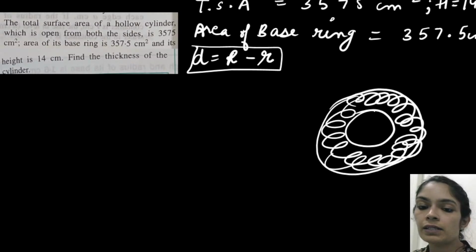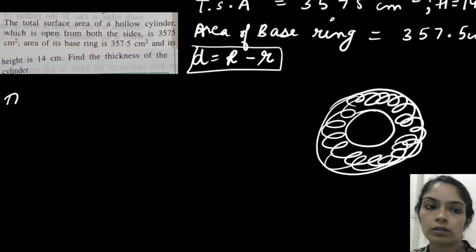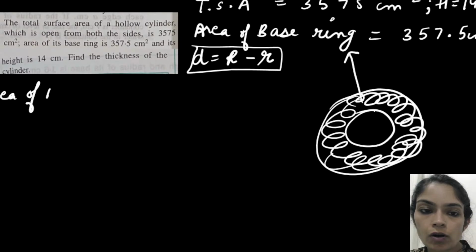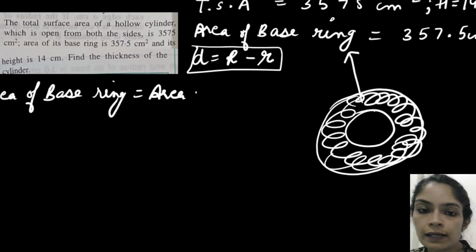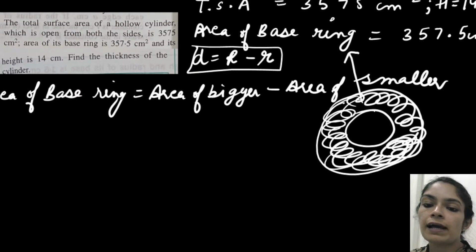So the area of shaded region, normally, what is the area? If I do area of bigger circle minus area of smaller circle, we can find the area of shaded region. So this is that area given to us. Area of base ring is that area which I have drawn here. So area of base ring is equal to, I'll write here, area of bigger circle minus area of smaller circle.